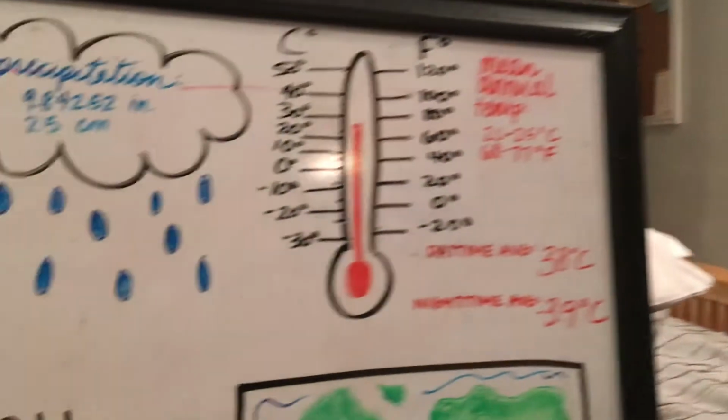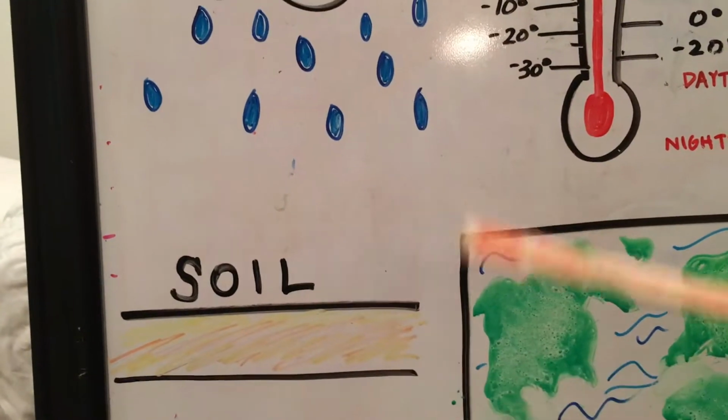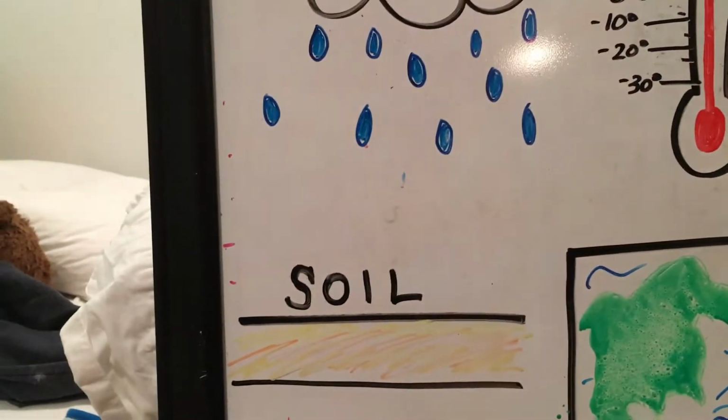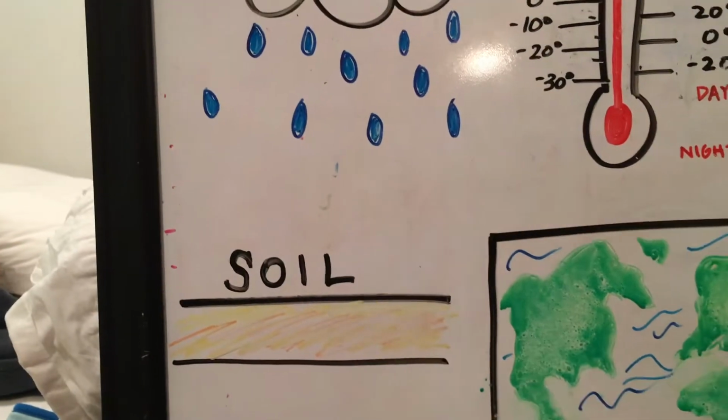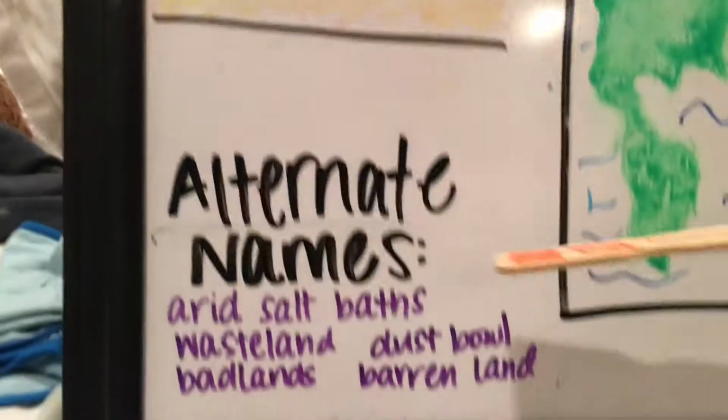And then there's more evaporation in this biome than rainfall, and the soil can be deep or shallow, light or dark in color, but usually light, as drawn. As the sand is here. As the yellow and orange. Yes, but mostly yellow.